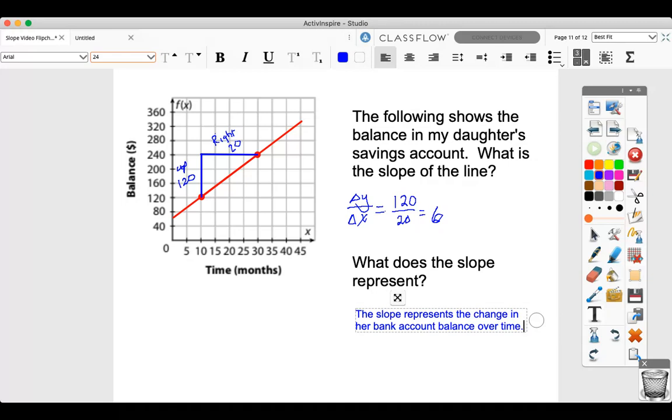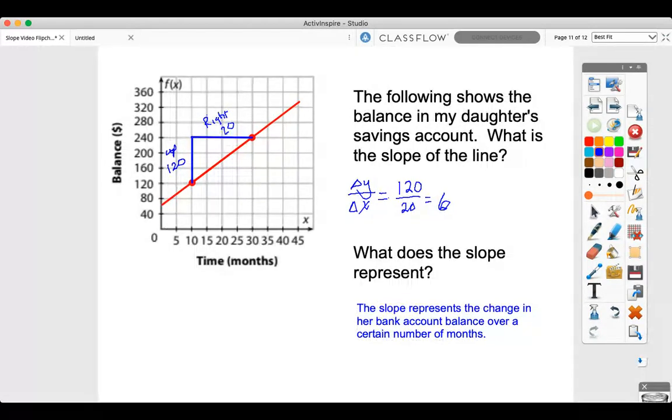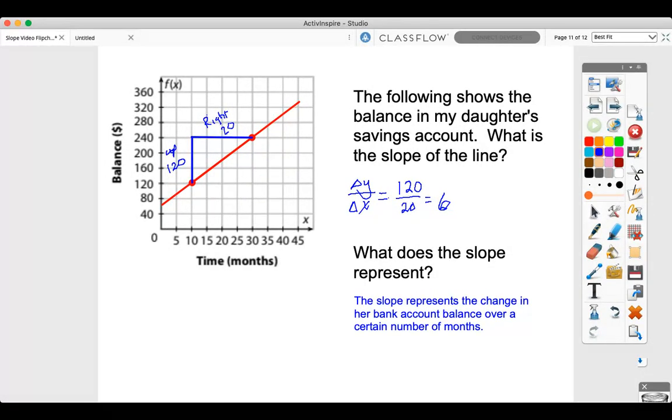If you wanted to get more specific, you could say that it's over a certain number of months, because that shows that it's the change in x as well. The slope represents the change in her bank account over a certain number of months, because that number of months can change. So you're always going back to the definition when you want to interpret it, because it's the change in y over the change in x. You have to talk about what y is, and you have to talk about what x is.